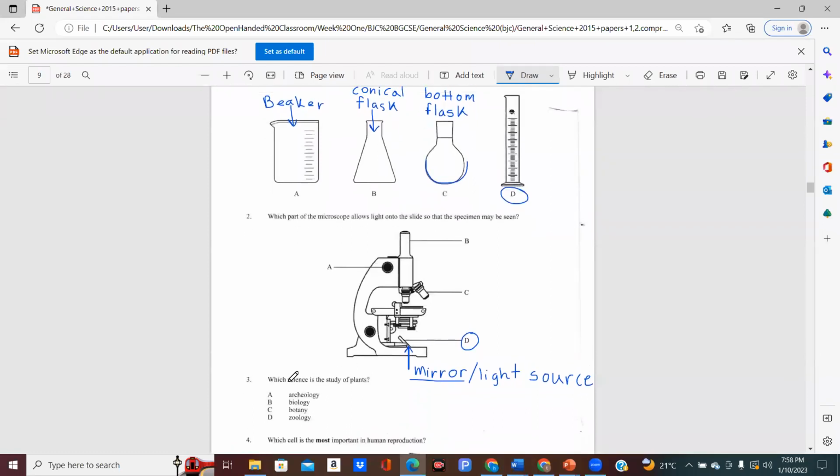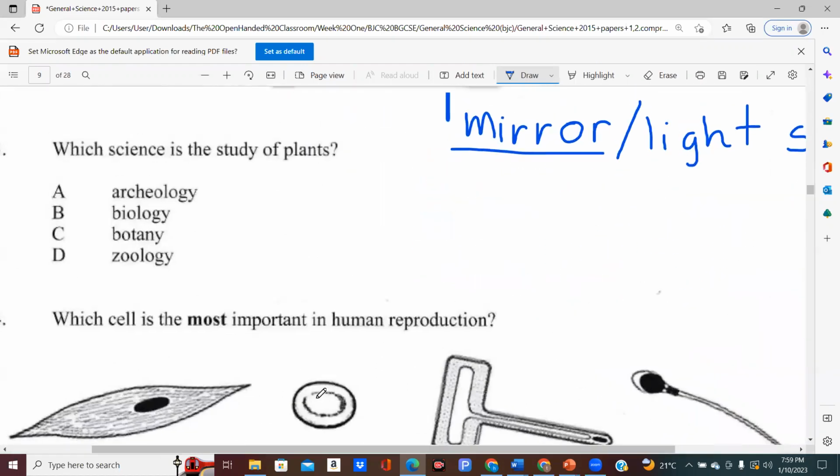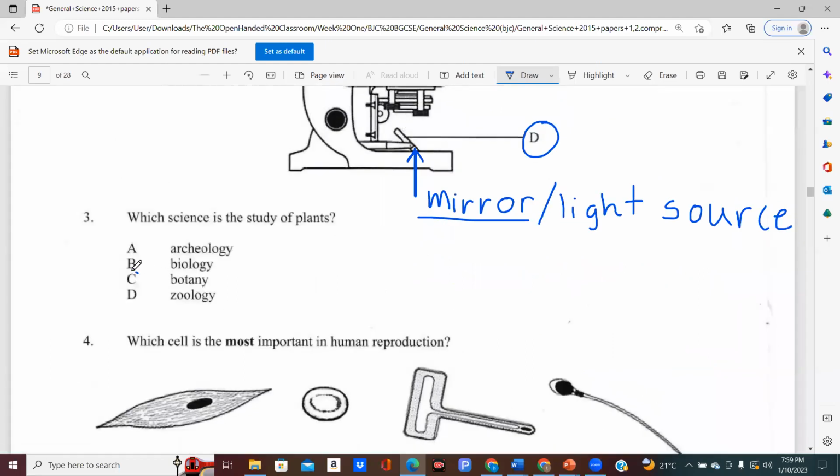Now, number 3. Which science is the study of plants? C. All right. The study of plants. Is it archaeology, biology, botany, I think it's zoology? C. Botany. Okay, good. The answer is definitely C, botany. Botany is the study of plants. What is biology? The study of life, the study of plants and animals, right?